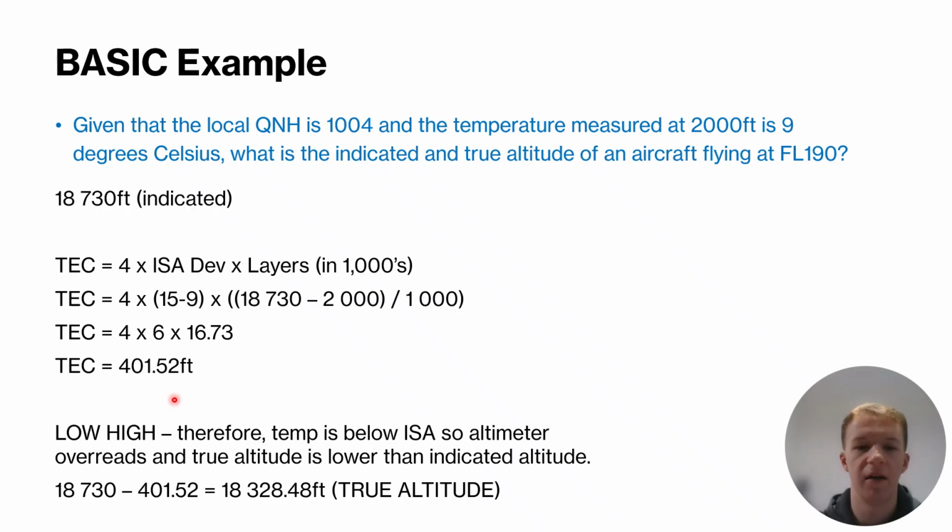Again, like I said, if this is multiple choice, it will obviously be the closest answer, but if it is not, then it will give you exact values to use, and probably nicer numbers than I have here. So we're going to figure out whether we add or minus it. Temperature being lower than ISA, we're going to use low-high. So low-high means our indicated is higher than our true. So our true altitude is lower. That means we're going to minus it off, and we're going to get 18,328.48. Like I said, any answer around 18,300 perhaps will give you the right true answer in the real exam.